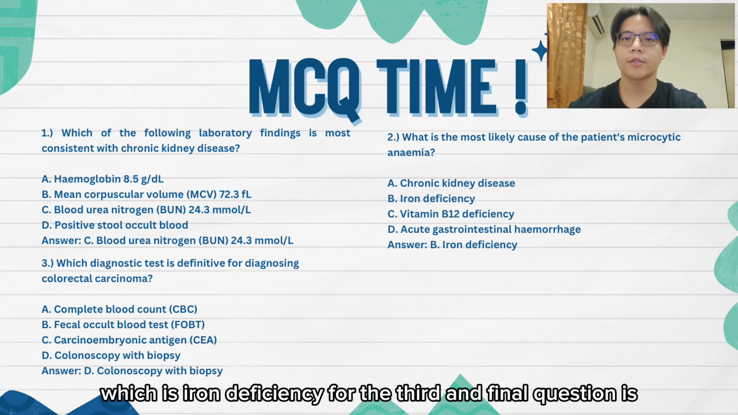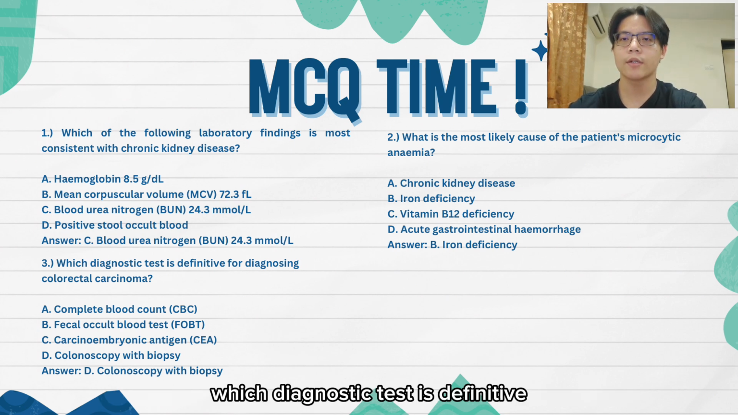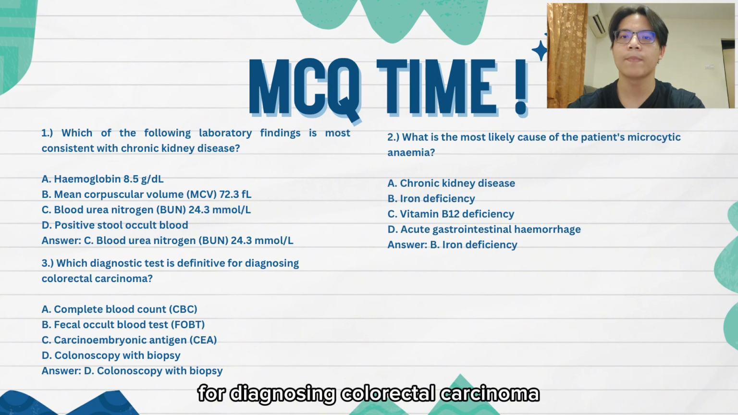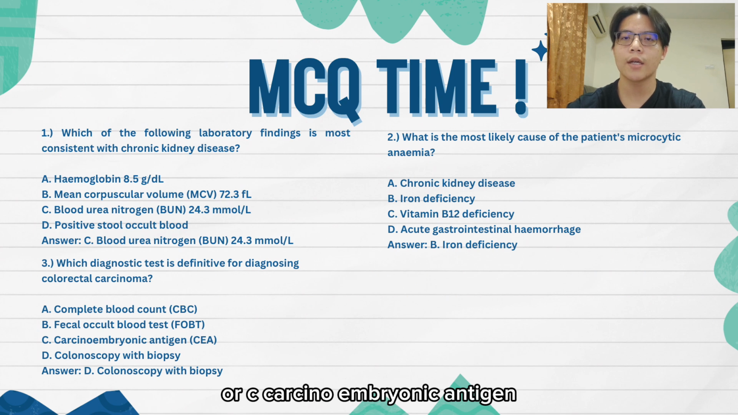The third and final question is, which diagnostic test is definitive for diagnosing colorectal carcinoma? A is complete blood count, B is fecal occult blood test, or C, carcinoembryonic antigen, or D, colonoscopy with biopsy.